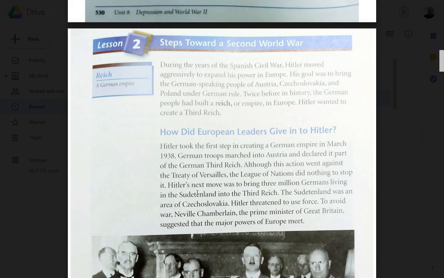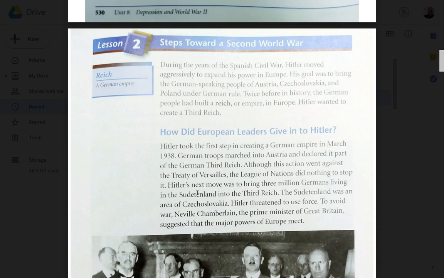During the years of the Spanish Civil War, Hitler moved aggressively to expand his power in Europe. His goal was to bring the German-speaking people of Austria, Czechoslovakia, and Poland under German rule. Twice before in history, the German people had built a Reich, or empire, in Europe. Hitler wanted to create a Third Reich. How did European leaders give in to Hitler?